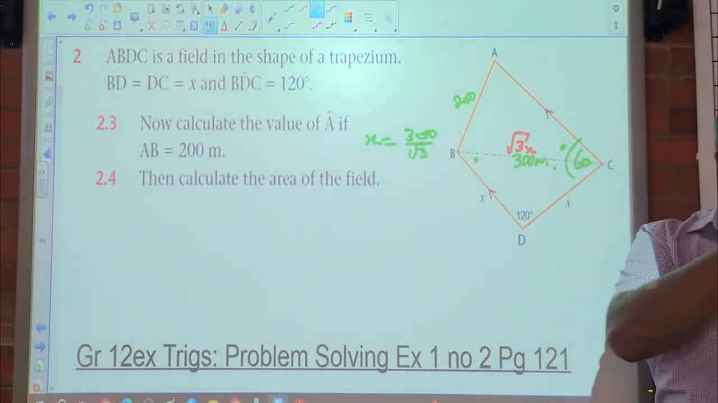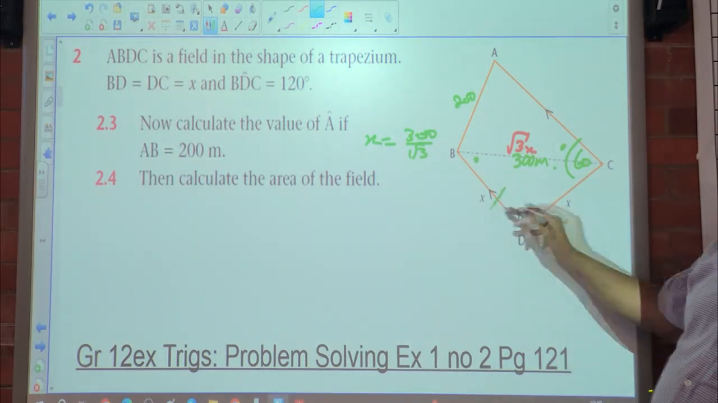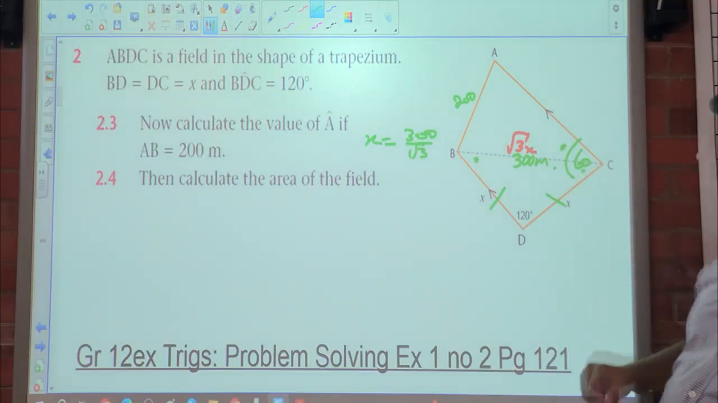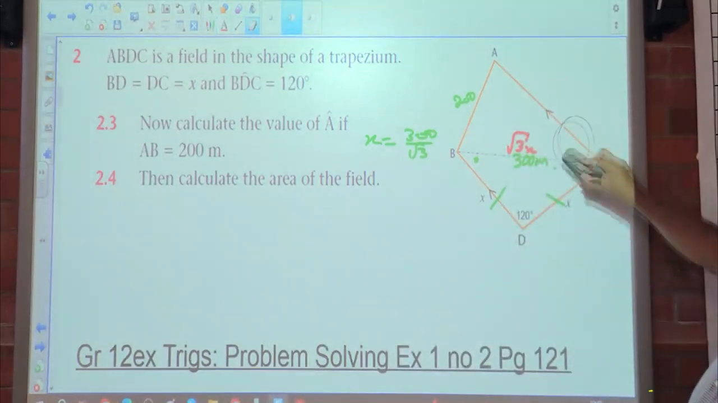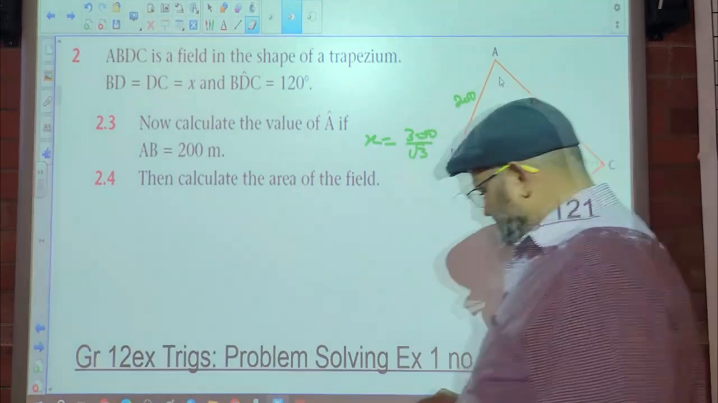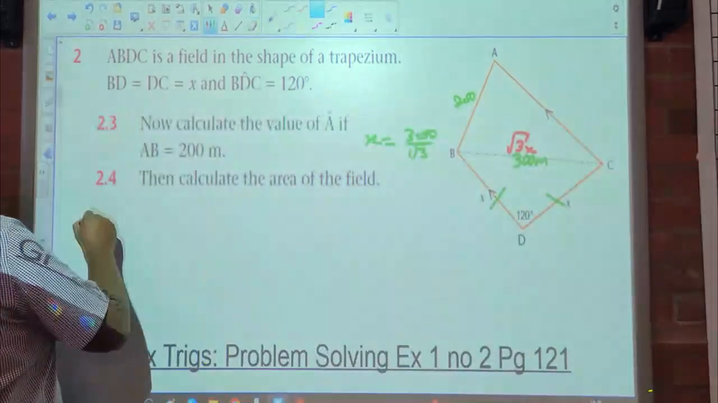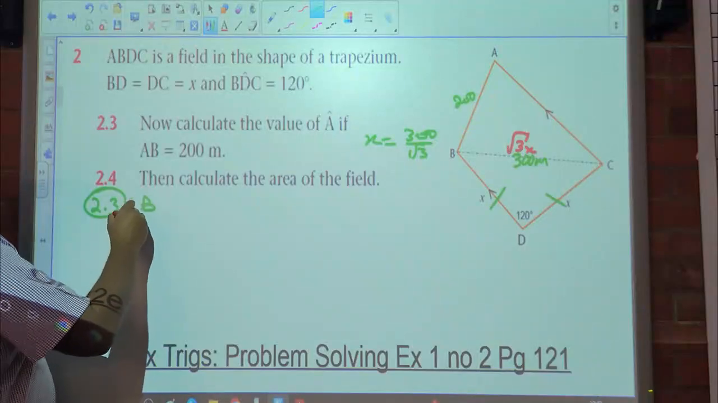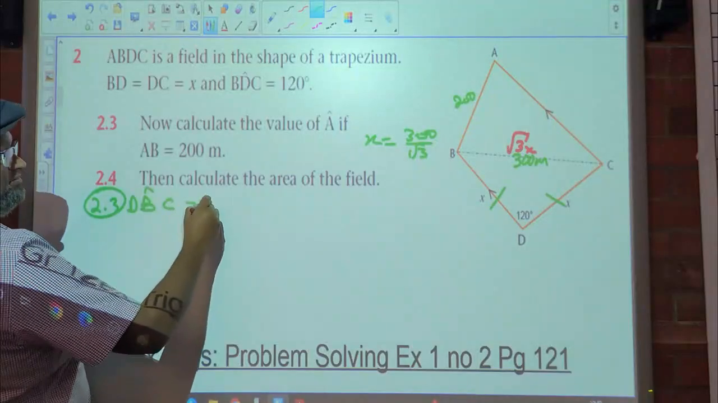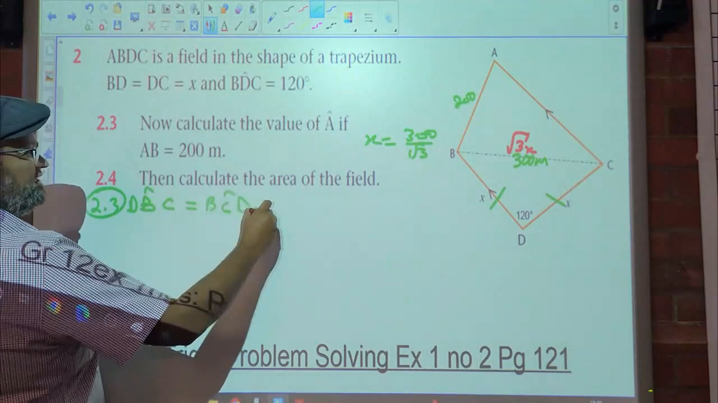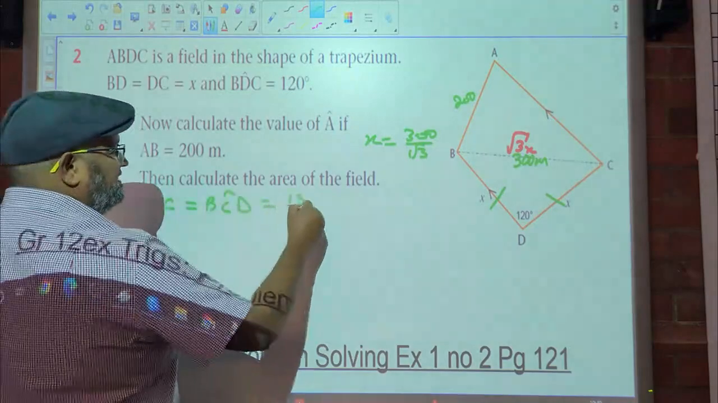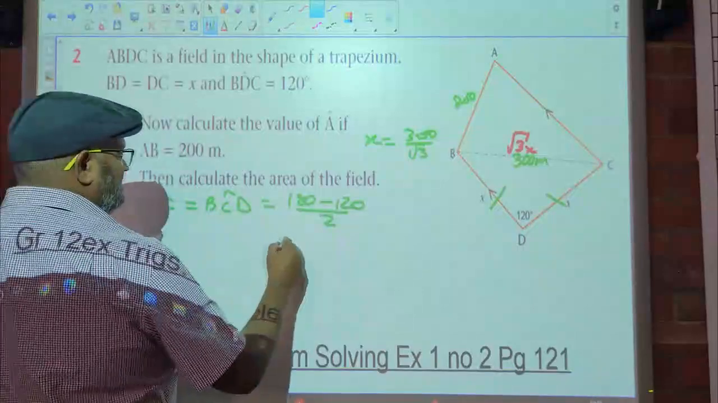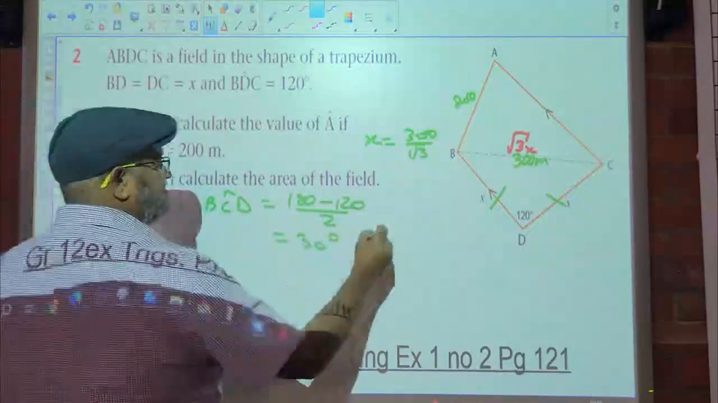There we go, that is right. Absolutely. So you're saying that is an isosceles triangle, and this angle, of course, is equal to that angle. Nice. You saved me a trip now. Well done. She's saying that DBC is equal to BCD, which is equal to 180 minus 120 divided by 2, which gives an answer of 60, which is 30 degrees.